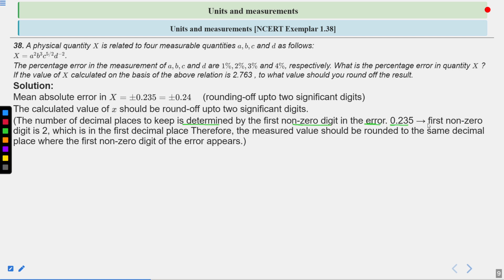So 0.235. Here the first non-zero digit is 2, which is in the first decimal place. Therefore, the measured value should be rounded to the same decimal place where the first non-zero digit of the error appears. So X is equal to 2.763, it will be 2.8. Clear?